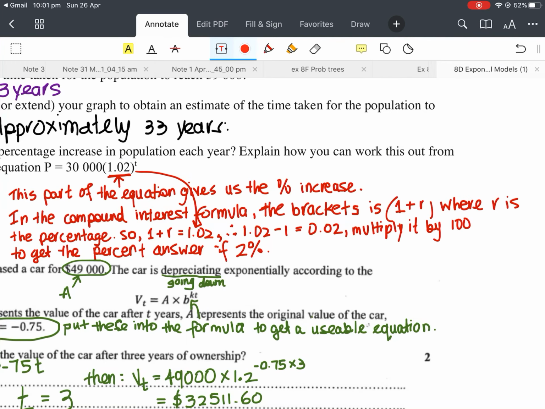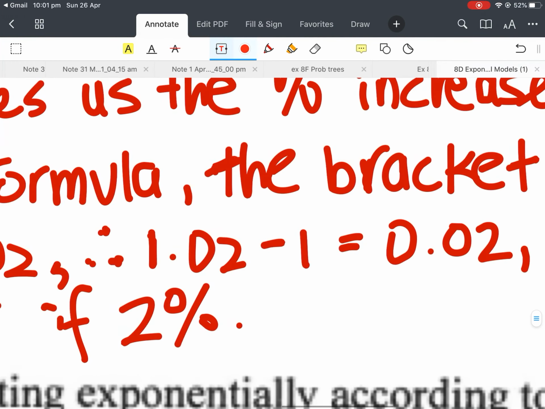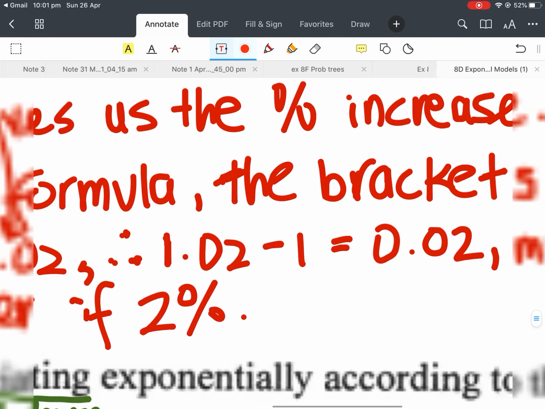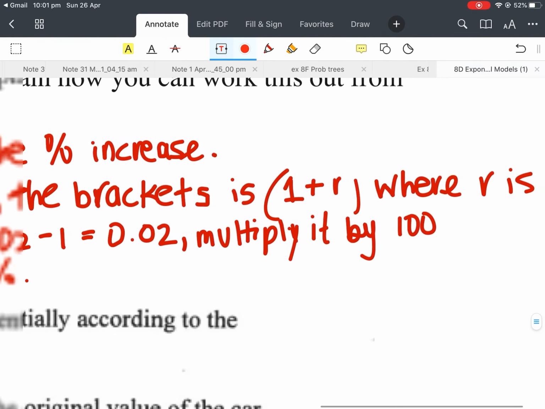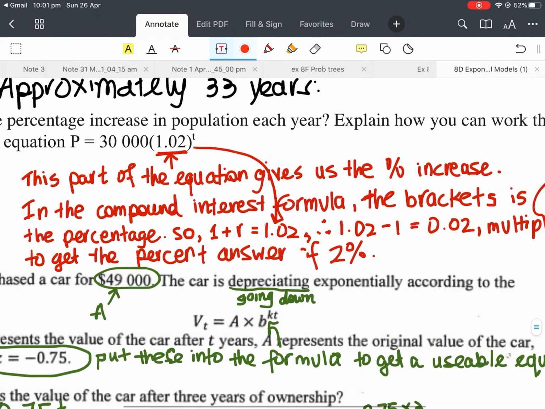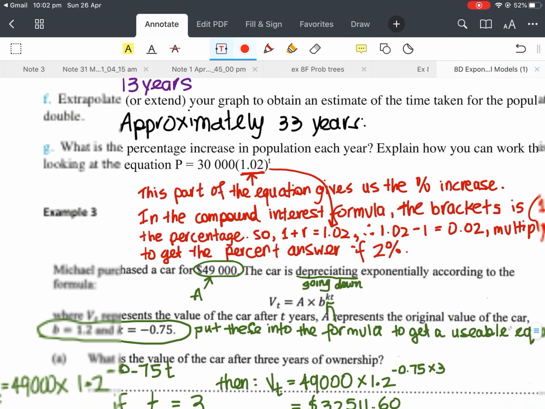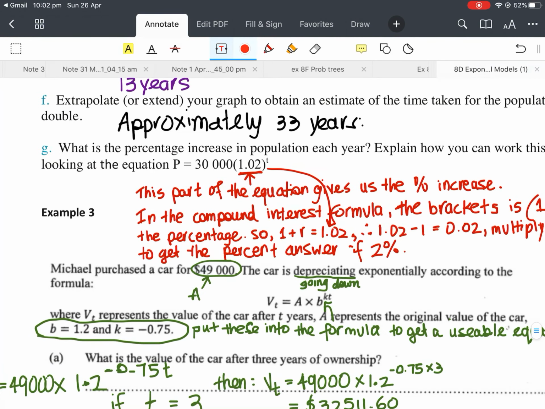So what I have to do is go 1.02 minus 1 to figure out what the percentage bit is. That's 0.02. That's my percentage in its decimal form. So then all I have to do is multiply it by 100, and that will give me my percentage answer of 2%. Okay, that should be an of. I'll fix that in a sec. So there's that one. So now we have example number 3.